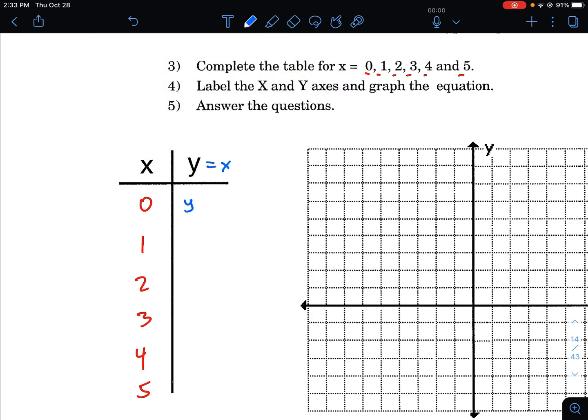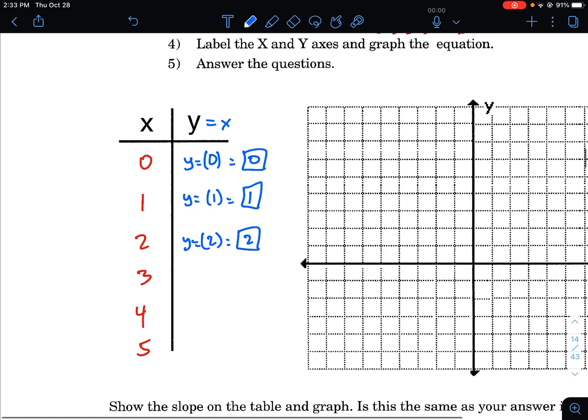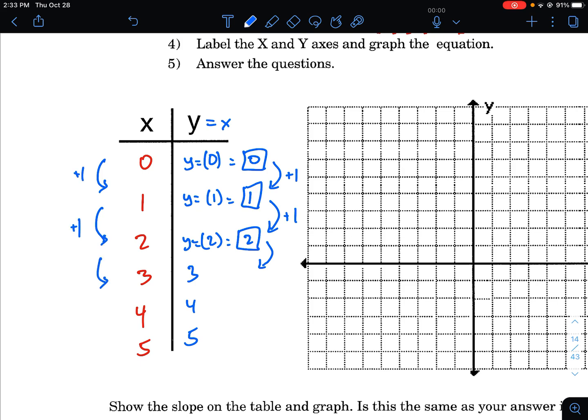So let's write it out. When x is 0, then y is 0. When x is 1, y is just 1. When x is 2, we're replacing x with 2. That means y equals 2. What do you think the answer is for when it's 3? Well, you can probably figure it out even without using a pattern, but it seems that everything is increasing by 1 each time. So if I increase 2 by 1, I get 3. And then I get 4. Increased by 1, I get 5. Whereas on the other side, x gets increased by 1 as well.